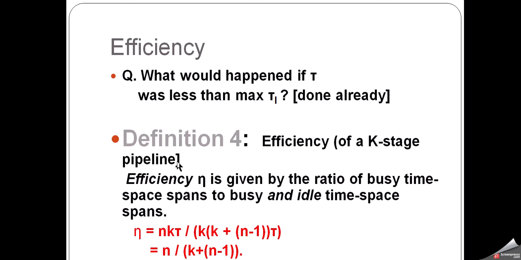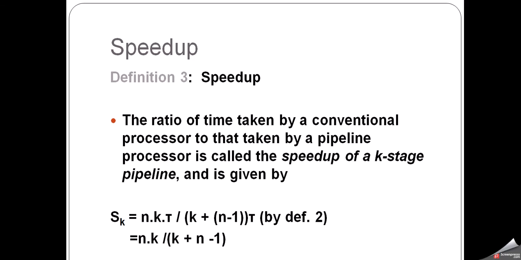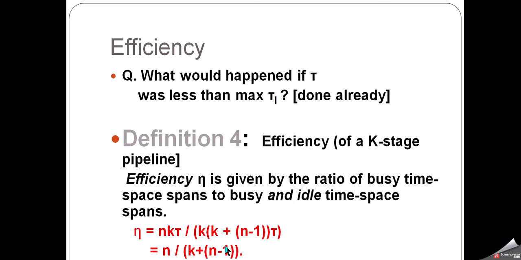So I think I need to go back one slide. Speed up when n's very large. I think speed up is going to tend to k. You get a k. You think about this expression. Make n very large, then speed up is going to tend to k. But we'll come back to that in a moment.